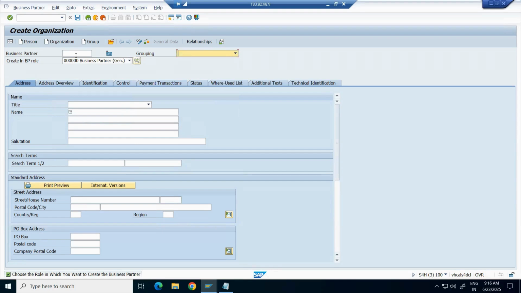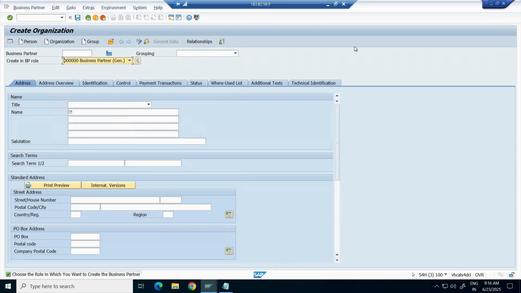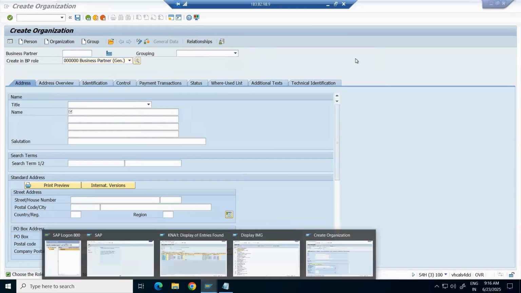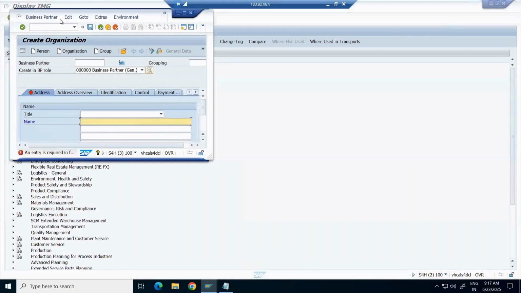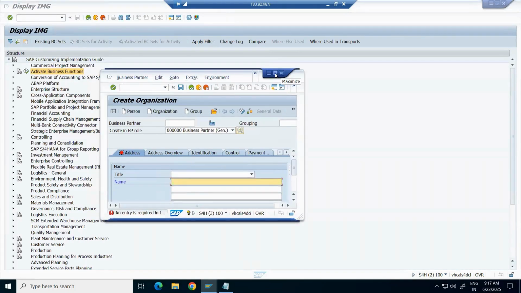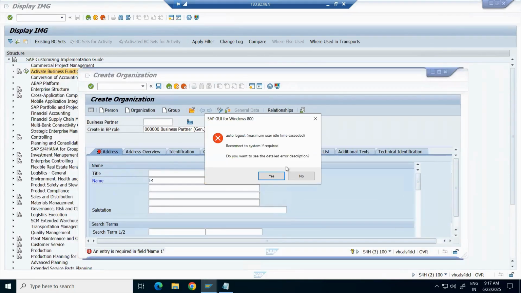So what I have to do first, I have to define the role. Even if you are not defining the role, we can take the standard one, FLCU01. Just for your understanding only, I'm going in this sequence. That also we can do. Okay, fine, guys. As Rajesh said, we'll go with this one.